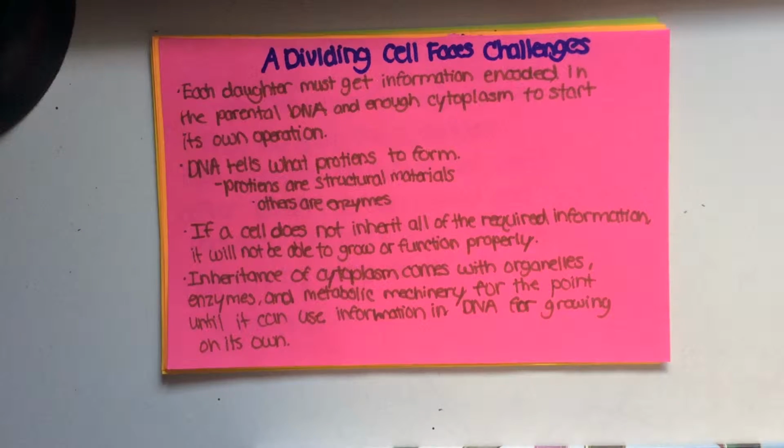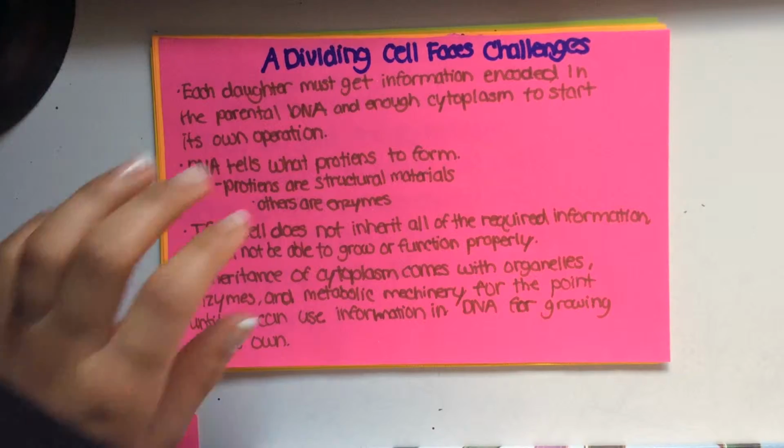So during cell division, a cell faces many challenges. Each daughter must get information encoded in the parental DNA and enough cytoplasm to start its own operation. DNA tells what proteins to form. Some proteins are structural materials and others are enzymes. If a cell does not inherit all of the required information, it won't be able to grow or function properly. Inheritance of cytoplasm comes with organelles, enzymes, and metabolic machinery for the point until it can use information in its own DNA for growing on its own.